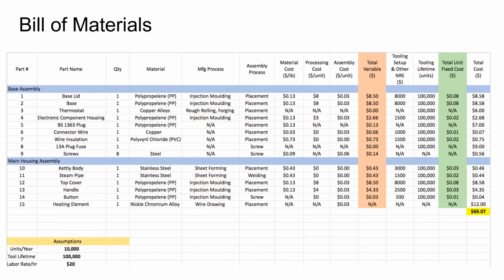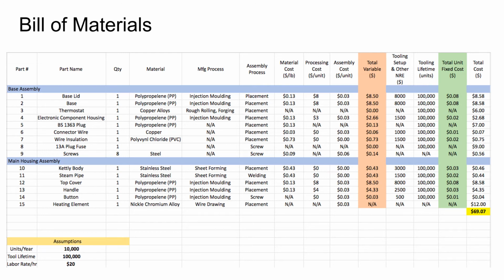This is the BOM for our electric kettle design. This was made to get a better understanding of what it will cost to actually manufacture and also assemble our electric kettle. Some of the assumptions we made when developing this bill of materials were, first off, that our yearly volume would be 10,000 units. Second, that the tooling life for each tool would be 100,000 units.